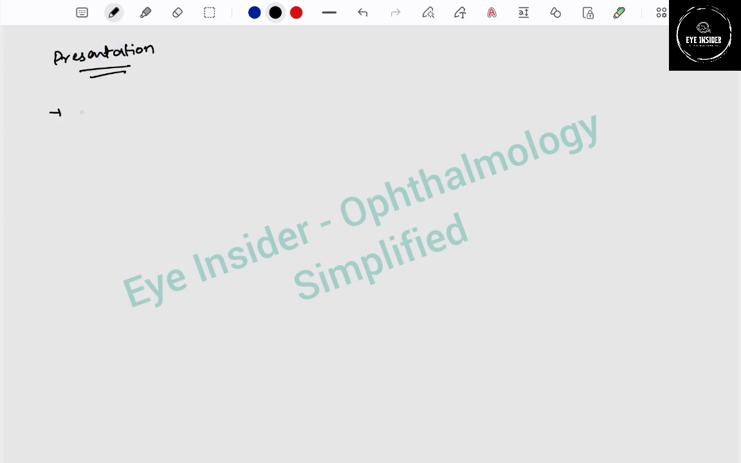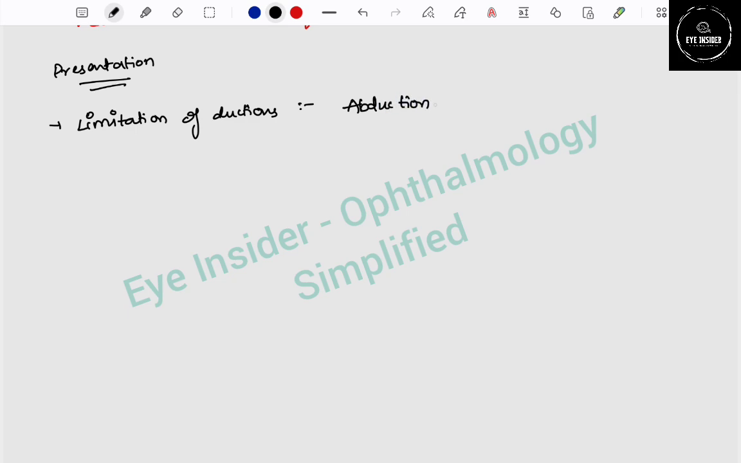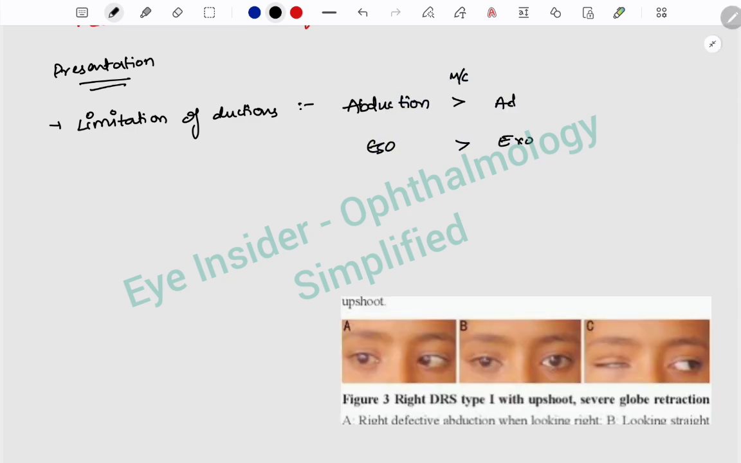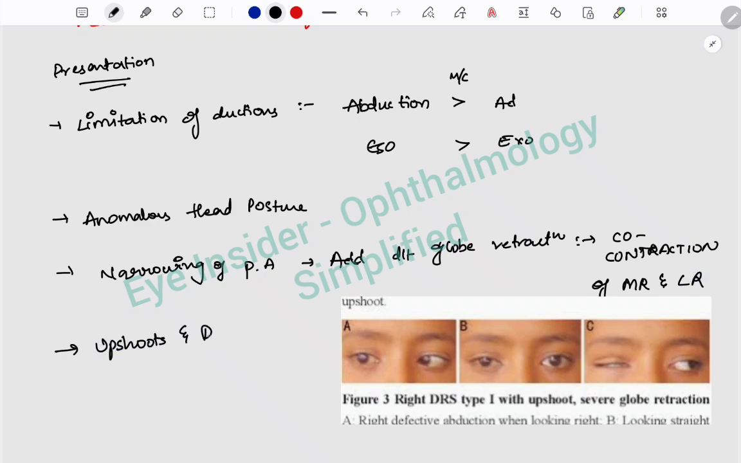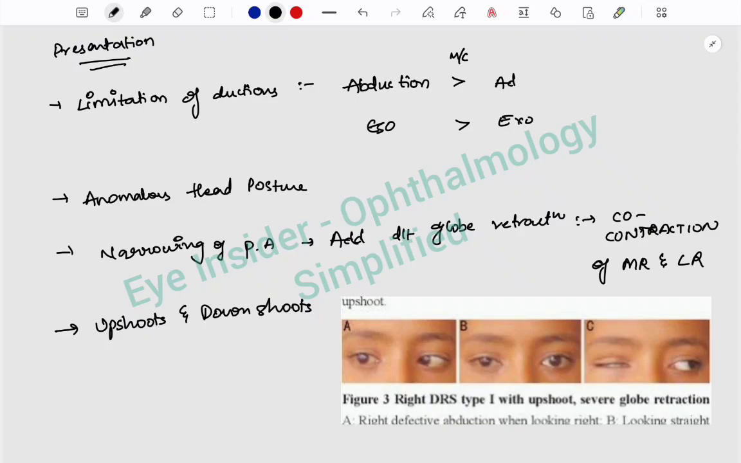Coming to the presentation of Duane Retraction Syndrome, most commonly there is limitation of adduction, abduction more than adduction, and esotropia more than exotropia. There is abnormal head posture and narrowing of the palpebral aperture, which is due to globe retraction, that is co-contraction of medial and lateral rectus. There can be upshoots and downshoots also.